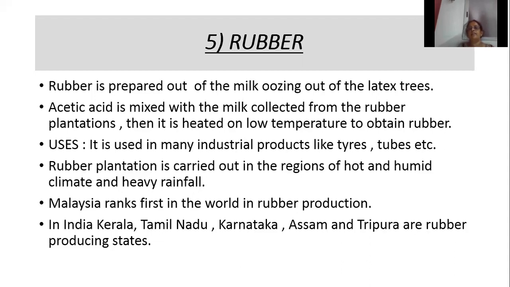Rubber plantation. What are the favorable conditions? Hot and humid climate and heavy rainfall. Which country ranks first in the world in rubber production? Malaysia. Which states of India produce rubber? Kerala, Tamil Nadu, Karnataka, Assam, and Tripura.